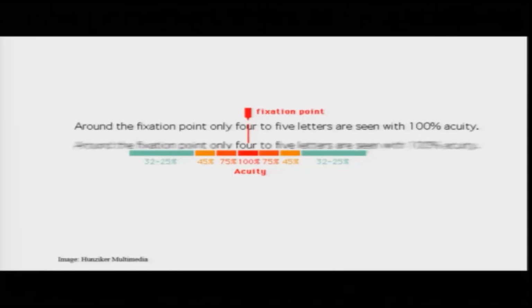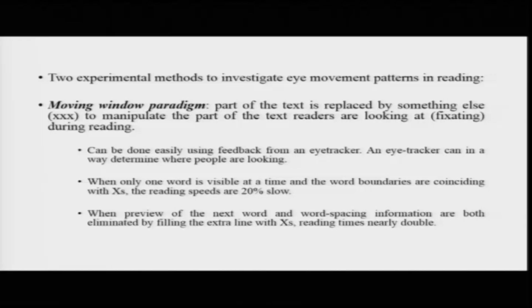So the fixation part, you see there is 100% acuity at the number 4, and then if you move towards the left and towards the right, you see the acuity is kind of dropping off. So around the fixation only about 4 to 5 letters are seen with the highest visual acuity. So even if a single word is long, you might not really be getting full information from the beginning or end of the word. This is basically something very important that you need to keep in mind.